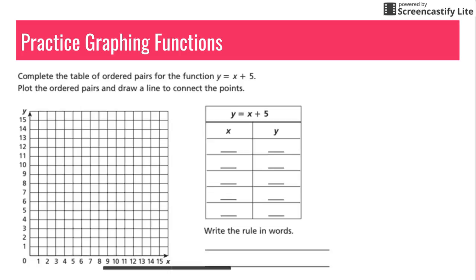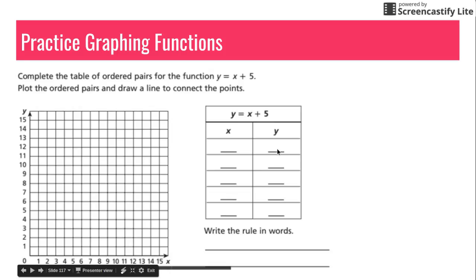All right, so here we are looking at a function table. The function table is over here where we have all of our x values and our y values, and we're going to use this function that they gave us in order to figure out what our x's and y's are. Now the function they gave us is that y equals x plus 5. So anytime we choose a value for x, we're going to add 5 to it in order to figure out what the value of y is.